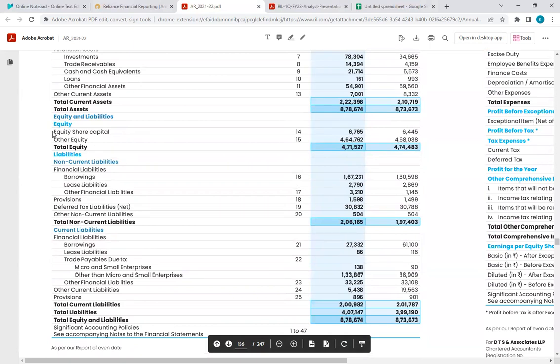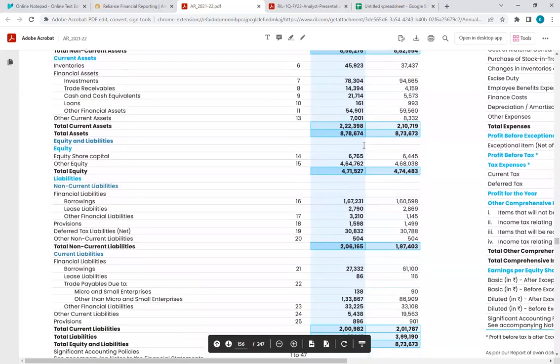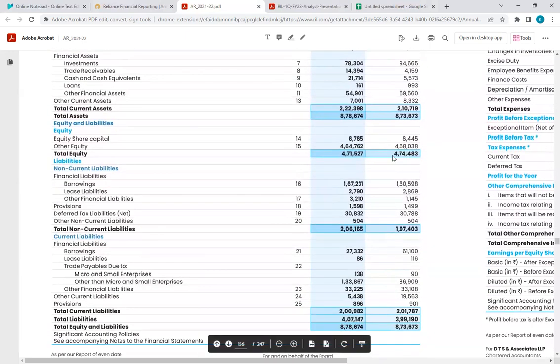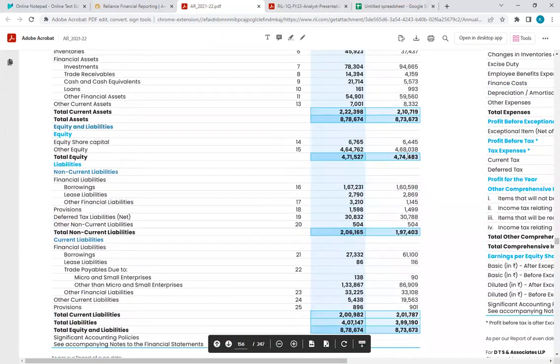Okay, and if I come to the other sections like equity, this is actually the shareholders' equity. What they mainly mention here is the amount raised from the shareholders. So it is 4,71,000 in the year 2022 and 4,74,000 in the year 2021.